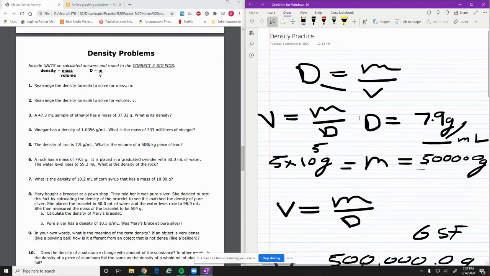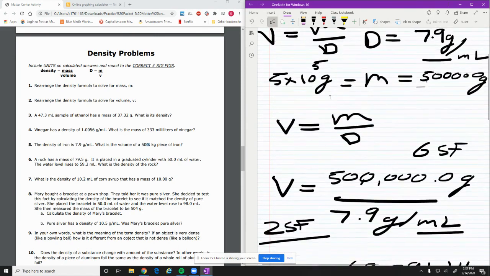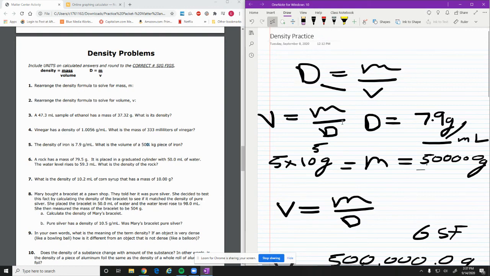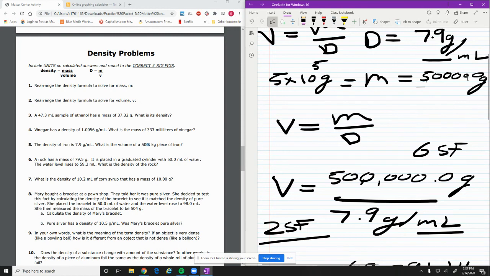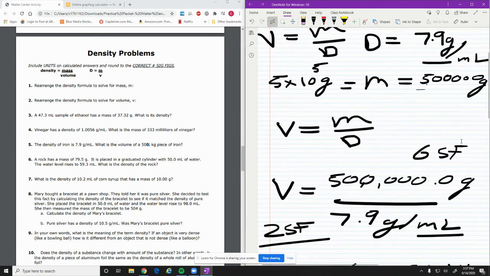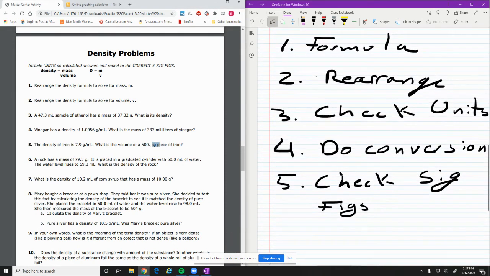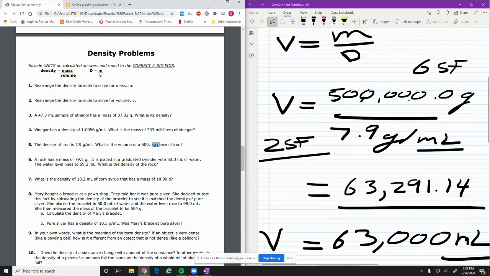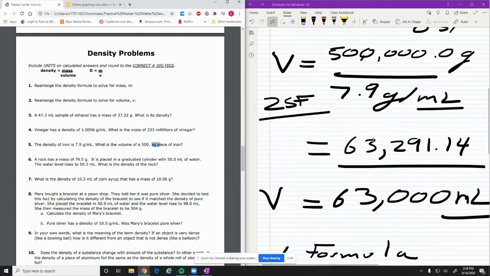For this one, we needed the original formula, density equals mass over volume. We had to rearrange it to get volume is actually equal to mass over density. We had to check the units so that we saw that grams, and then we have to turn that kilogram in the problem, this kg, into those 500,000 grams. We had to do the conversion to finally turn it into 500,000 grams. And then we had to check for sig figs at the very end to make sure that we had the 2 sig figs necessary based off 7.9 to change this number and get the right answer.